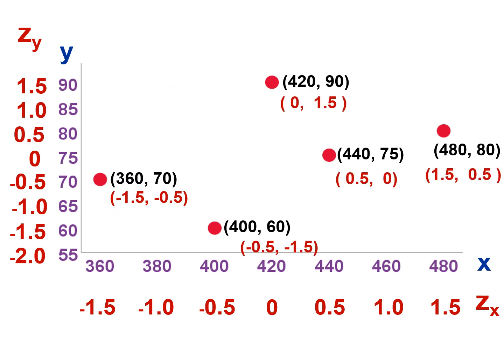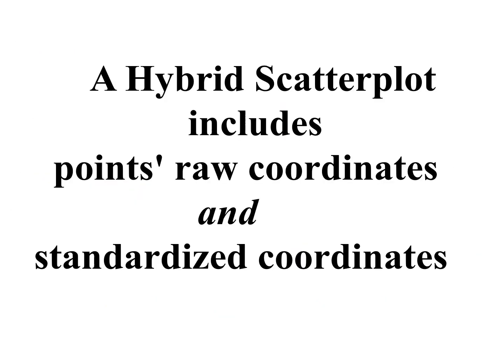Now each point has two names. The first name is the point's raw coordinates. The second name is the point's standardized coordinates. This is what we call a hybrid scatter plot. A hybrid scatter plot includes points' raw coordinates and their standardized coordinates.